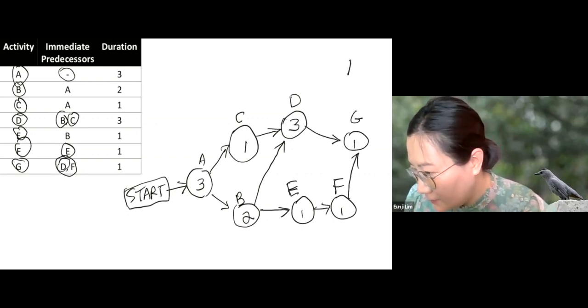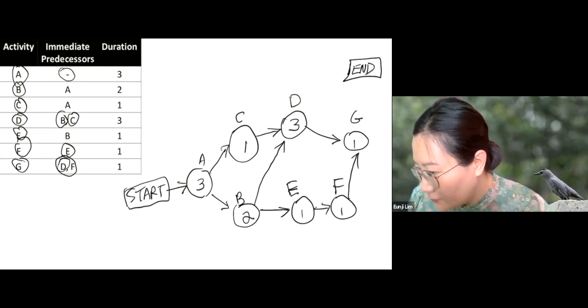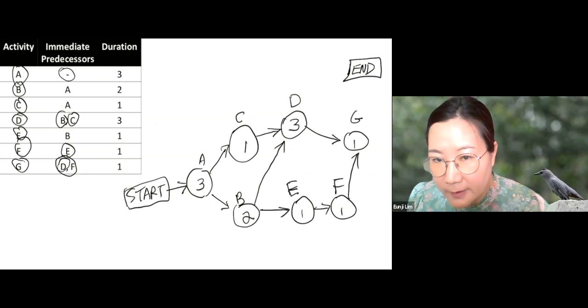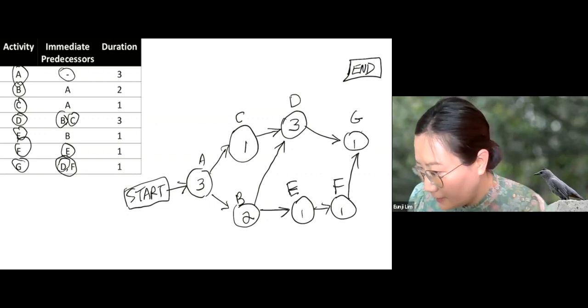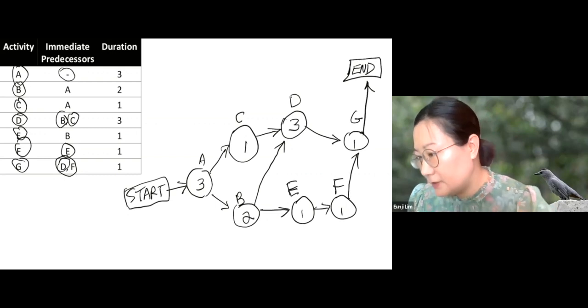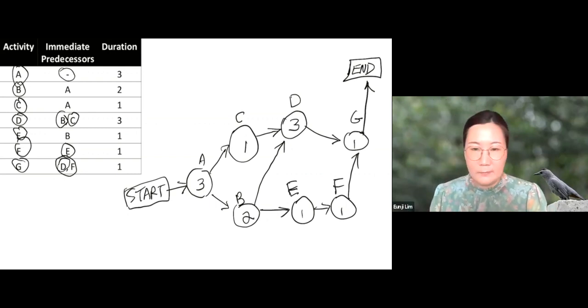Now we're gonna draw the end node, or the finish node. And let's look at the last activity. Which one is the last activity? G, right? So we're gonna draw an arrow from the last activity to the end node.